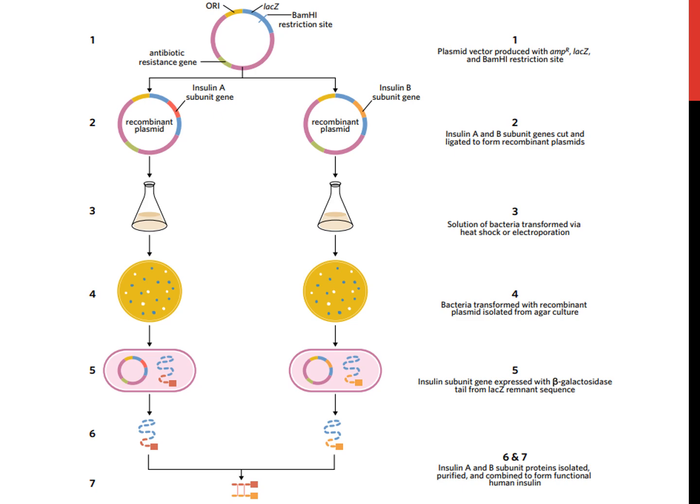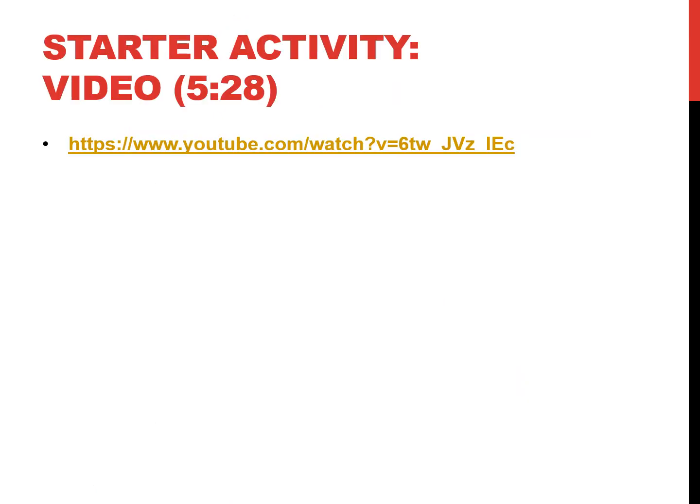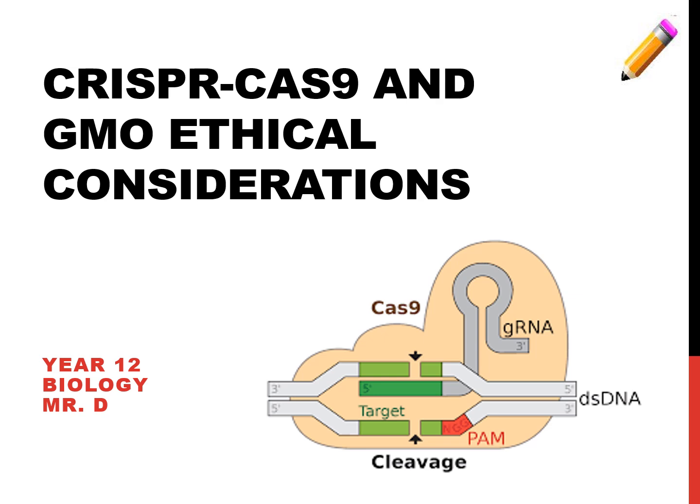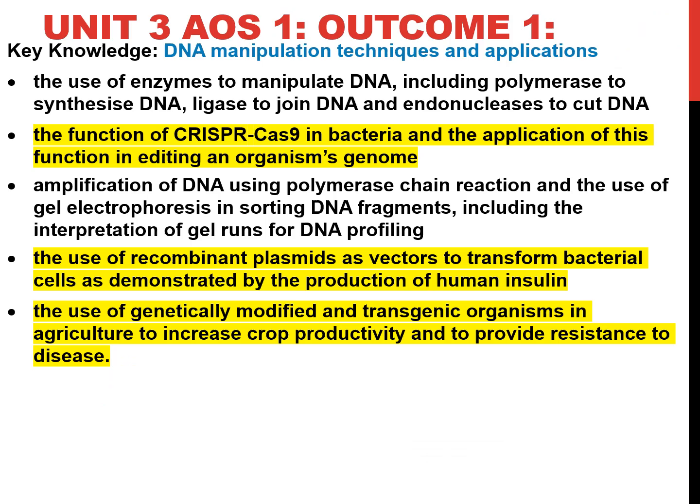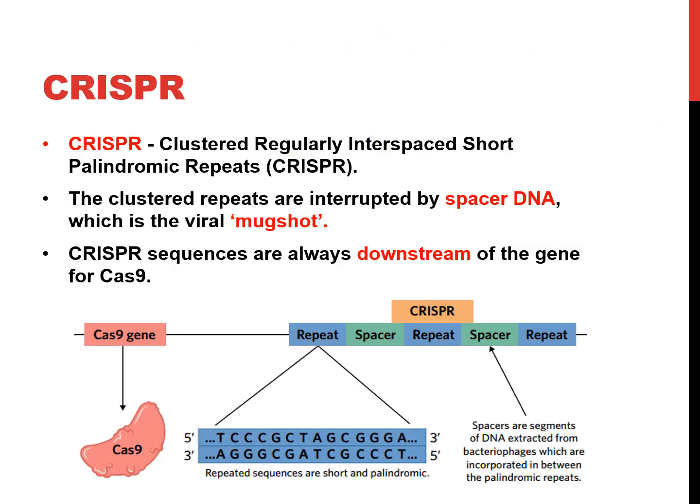We're just going to do a deep dive here, okay? So we're going to go through a few certain things of CRISPR-Cas9 in real detail. All right, so firstly the dot point, the function of CRISPR-Cas9 in bacteria and the application of this function in editing an organism's genome. So really this in-depth knowledge is probably not entirely required, but we're going to go through it. All right, again, CRISPR is your clustered regularly interspaced short palindrome repeats.